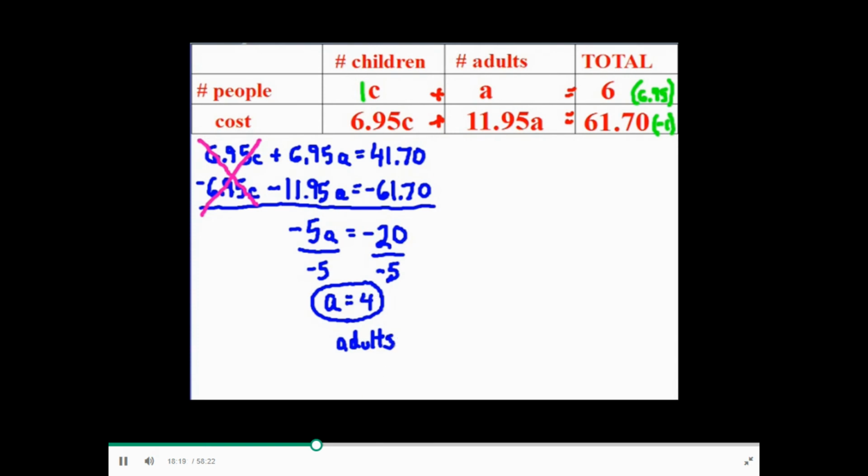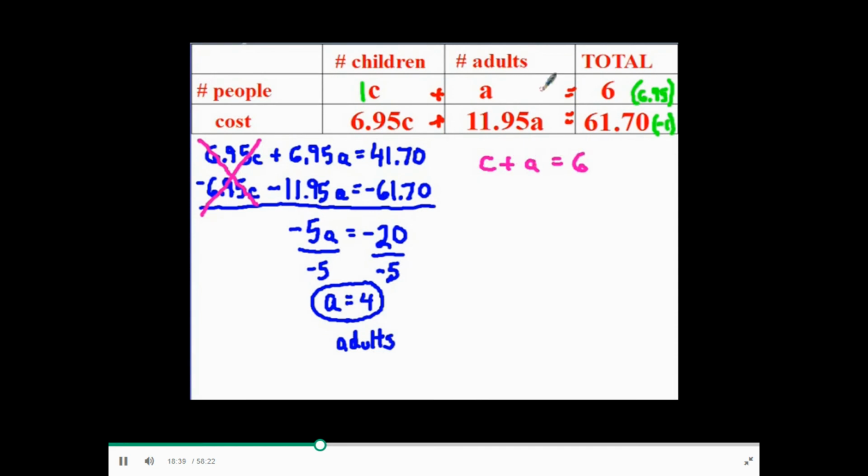So on we move to the next one, which is the number of children. Again, you can choose the top equation or the bottom equation. It is totally up to you. I personally am going to choose the top equation because the numbers are so much easier. 1, 1, and 6 are much easier than all of these decimals here.